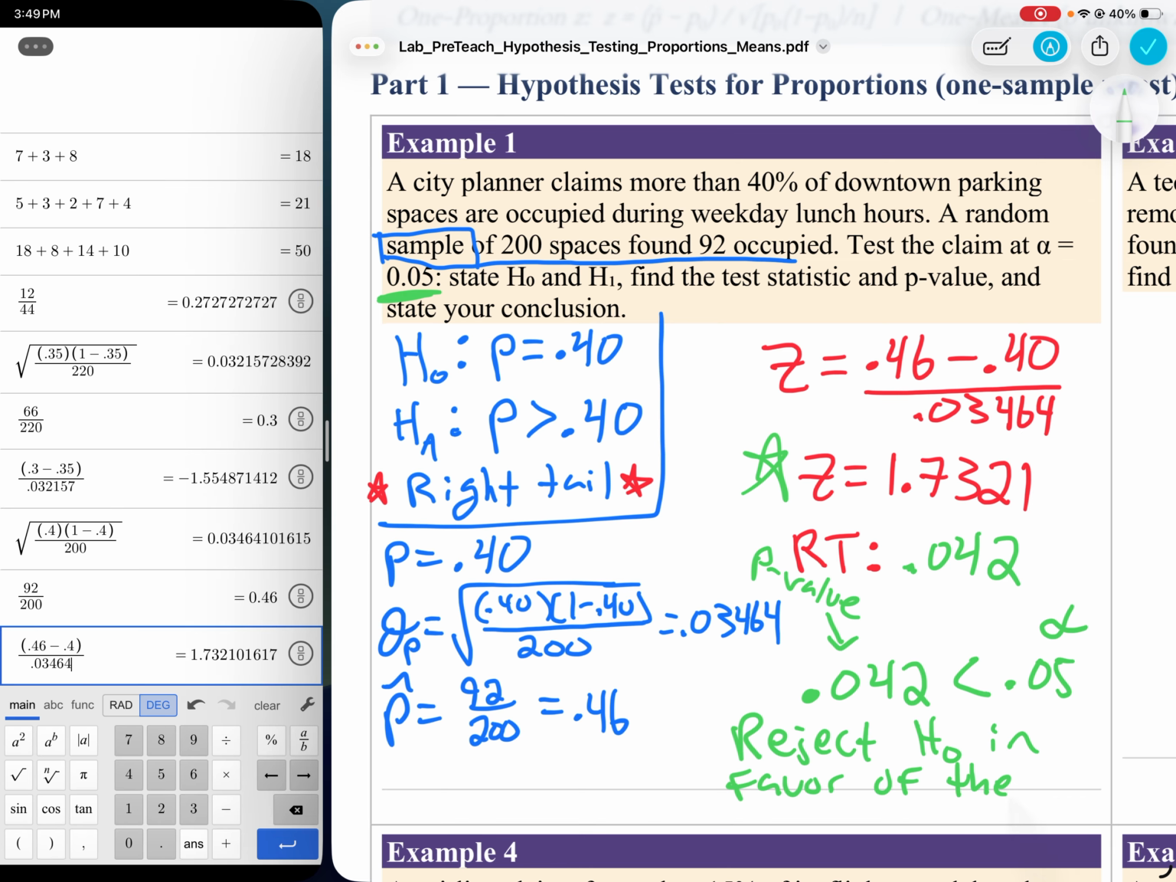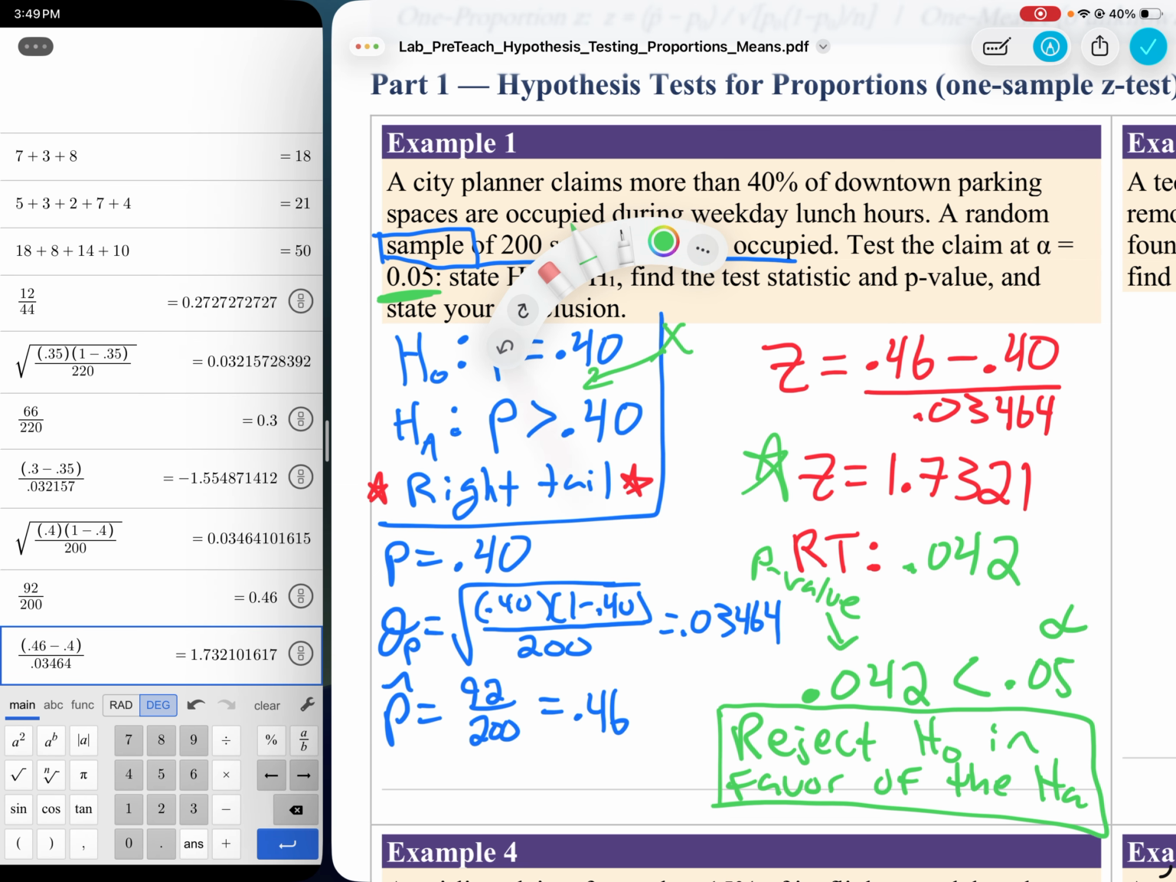of the alternate hypothesis. So in this problem, we would reject that we believe that 40% of parking spots are occupied during weekday lunch hours in favor of believing we actually think it's more than 40%. Our p-value in our statistics was statistically significant enough to reject the null hypothesis in favor of the alternate hypothesis because the p-value was smaller than our alpha value.